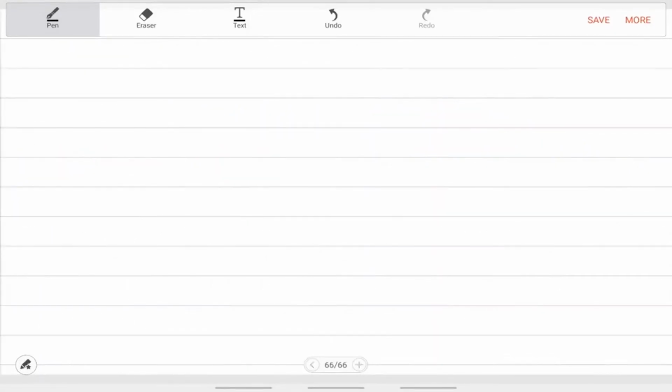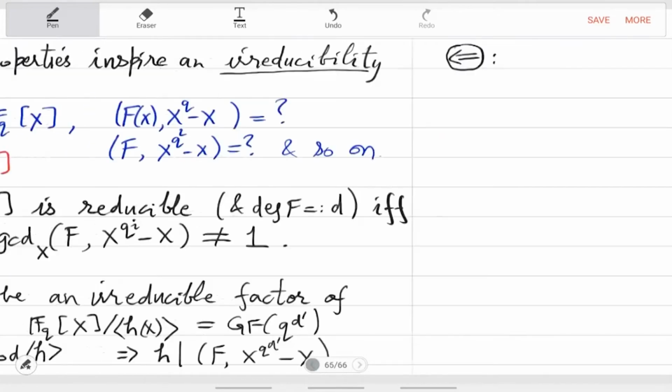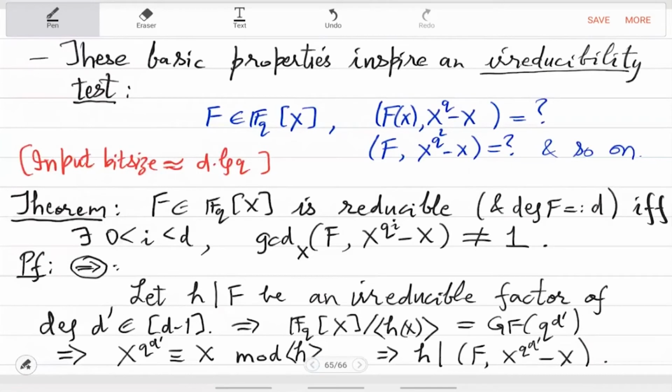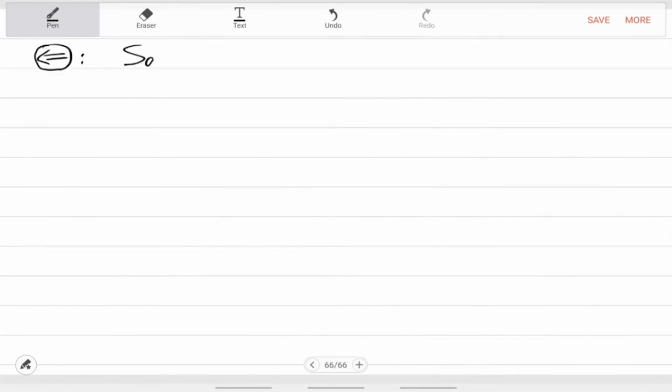Okay, let's prove the converse now. The converse is more interesting. Suppose for some i you get the GCD, well, we'll actually do it the contrapositive way. You want to show that the conclusion implies the premise, right? So instead we'll show that if big F is irreducible, then the GCD is 1. Okay, let us prove the contrapositive. So say big F is irreducible.